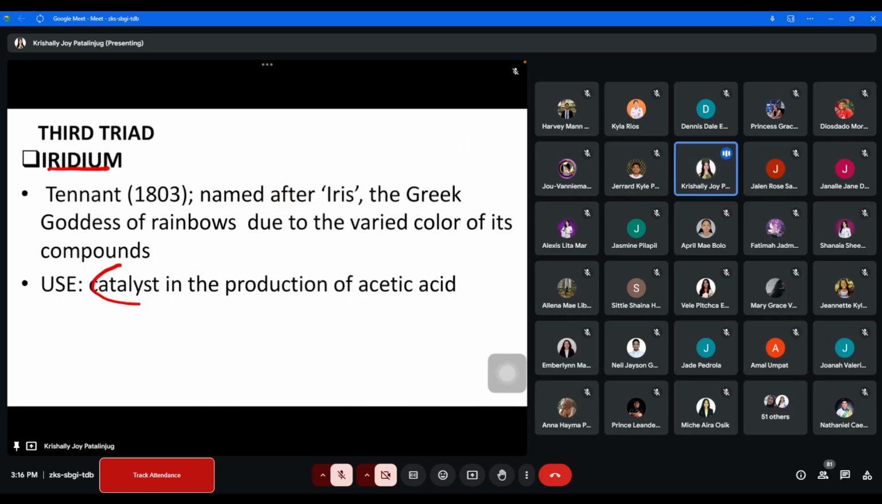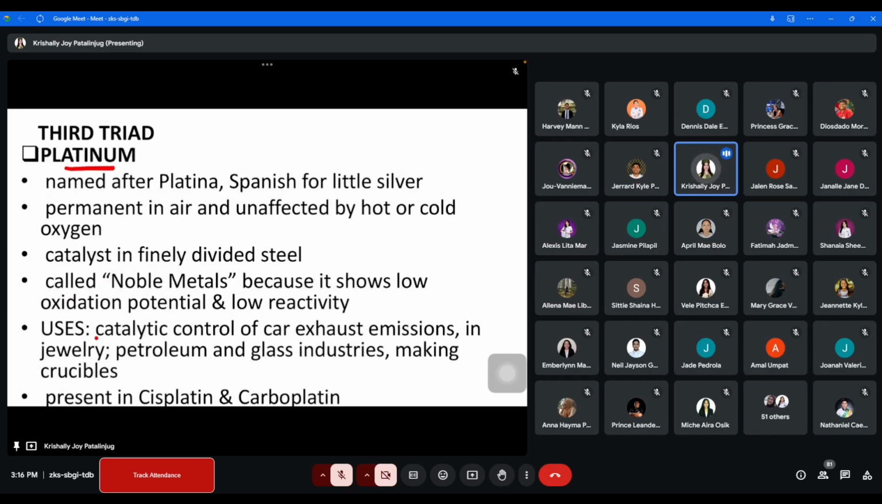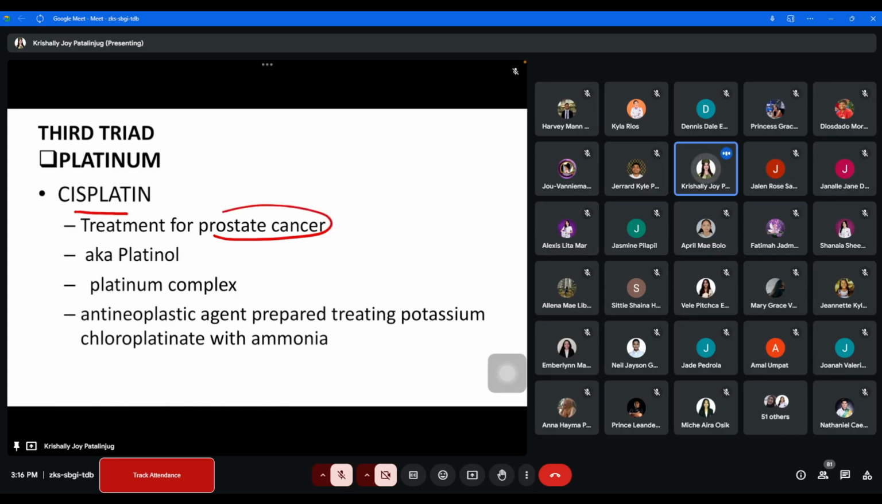Iridium, catalyst for the production of acetic acid. Platinum is also used as a catalyst. It is the one present in anti-neoplastic agents, anti-cancer agents, cisplatin, carboplatin. For example, cisplatin is used for treatment of prostate cancer. It contains a platinum complex, also known as platinol.